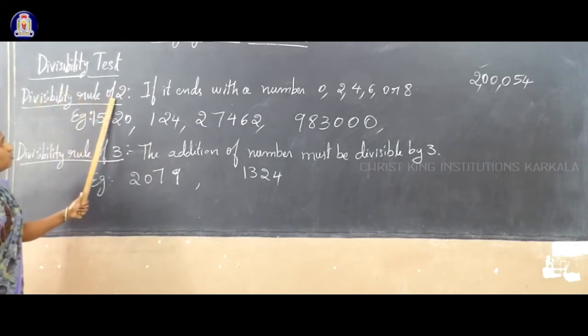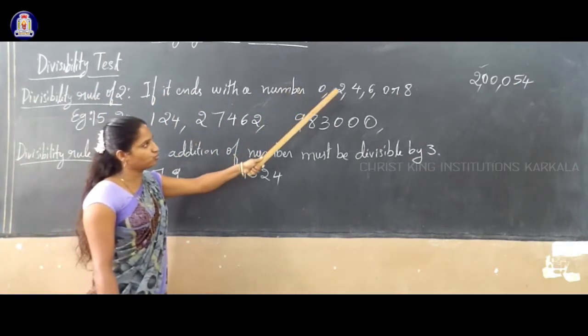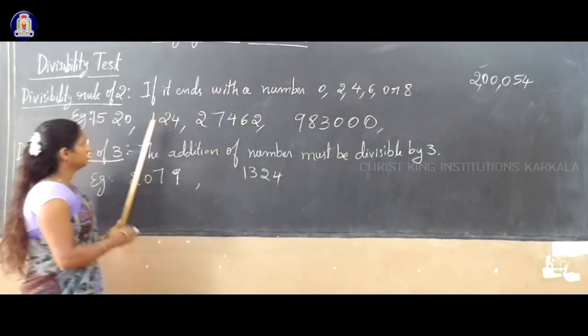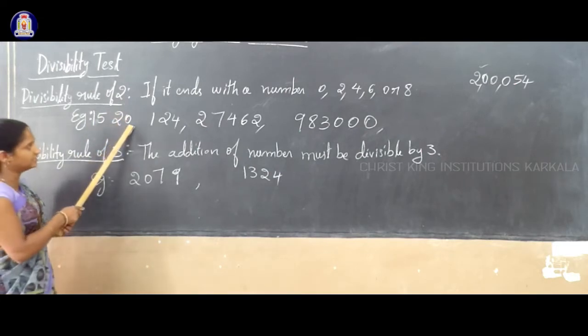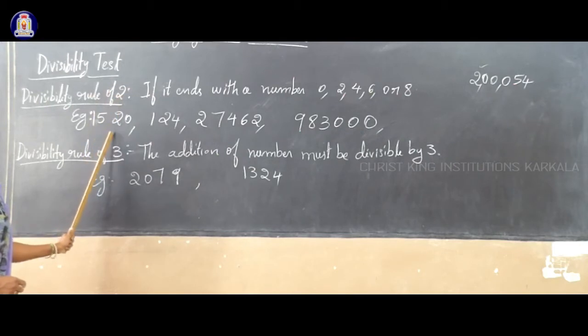See, the divisibility rule of 2 says that if it ends with a number like 0, 2, 4, 6 or 8. Here I considered one example, 1520. In this number, see the last digit, that is 0. So we can say that 1520 is divisible by 2 table. Clear? So 2 divides this number. Why? Because the last digit here is 0.